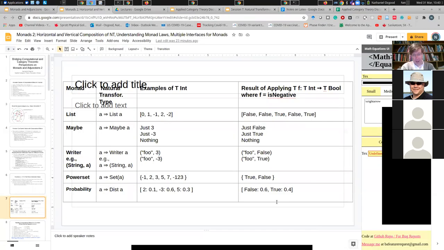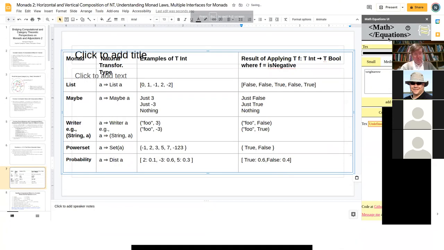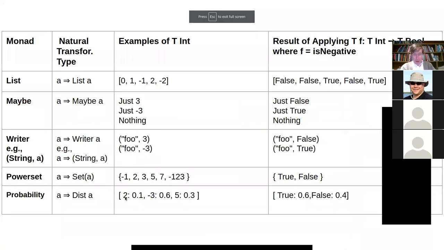This should be the other way, shouldn't it? This should be 0.6 here. This is the easiest way to do it, I think. So if we think about it, 2, is it negative? No, it's not negative. So that contributes 0.1 for false. Minus 3, is that negative? Yeah, that's negative. So true gets 0.6. So far, we've got a running total of 0.1 for false. And then we have 5. Is that negative? No, it's not negative. It's false. So that accrues another 0.3. So we have a total probability of 0.4 for false and 0.6 for true.